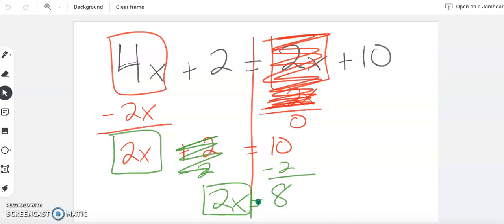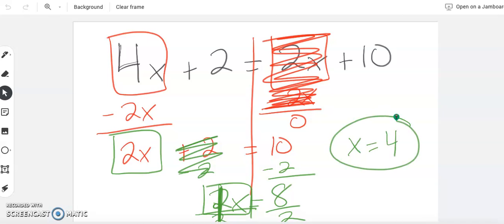Now for my last step, I need to get rid of the 2. Remember, when the 2 and the x are touching inside the box, that means multiplying. So the opposite of multiplying is dividing. And so if I divide by 2, which is the opposite of multiply by 2, it essentially cancels and leaves me with 1x. But if I divide the left side by 2, I have to divide the right side by 2. And we get x equals 4. So this is going to be the first example.